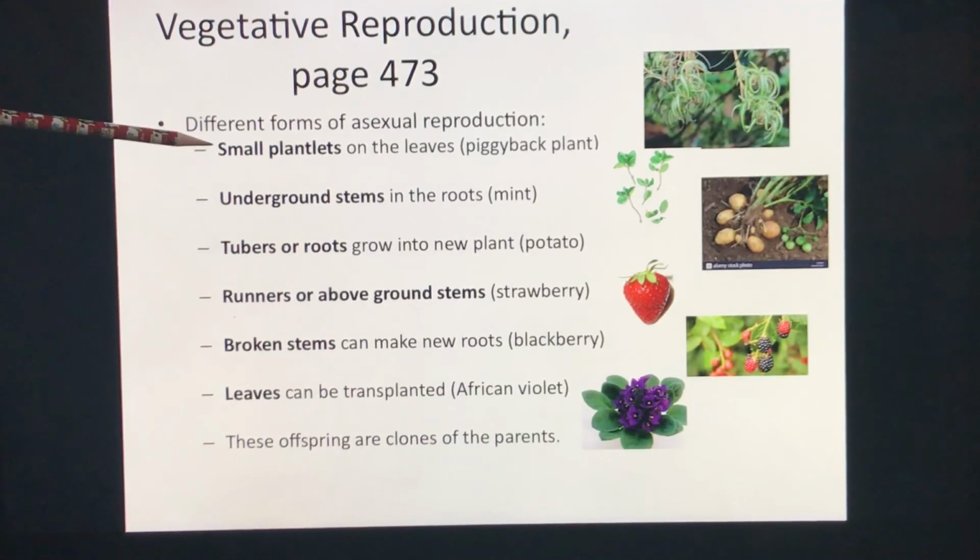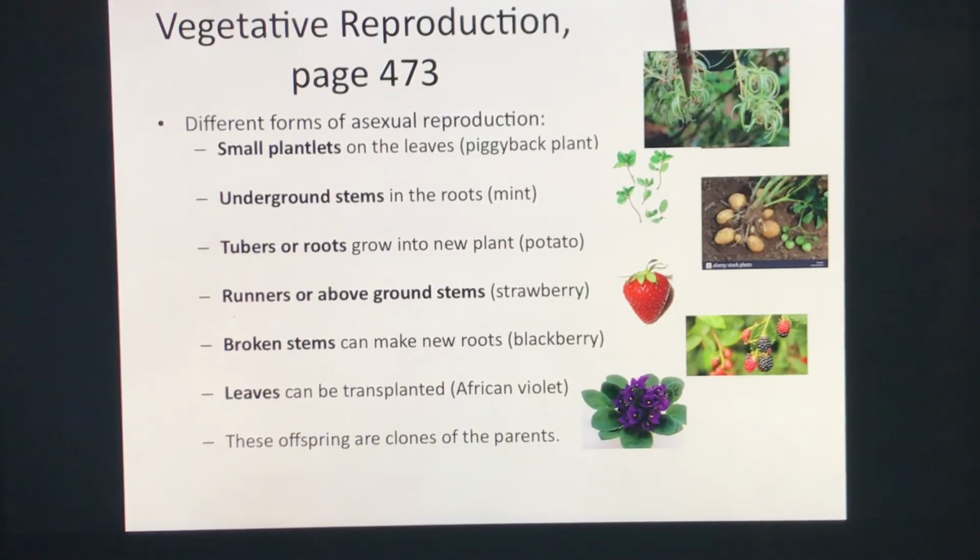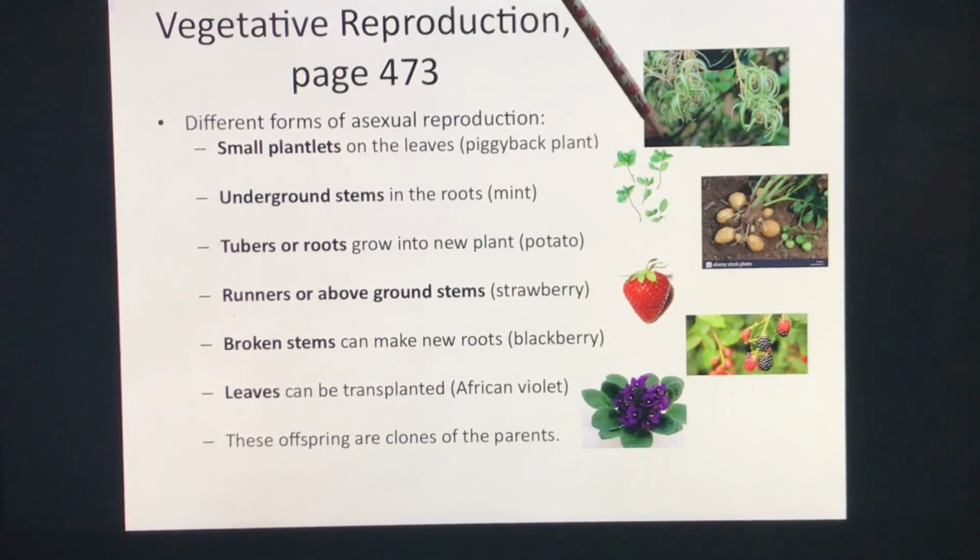One might be when a plant forms small plantlets on the leaves. So you have a large plant growing here, and then it has these smaller plantlets. My friends used to call those babies. You can cut those off and replant those as well. Then you have underground stems in the roots. That would be something like mint, which really flourishes if you ever have mint in your yard. This is a very effective way of allowing the plant to spread in a certain area.